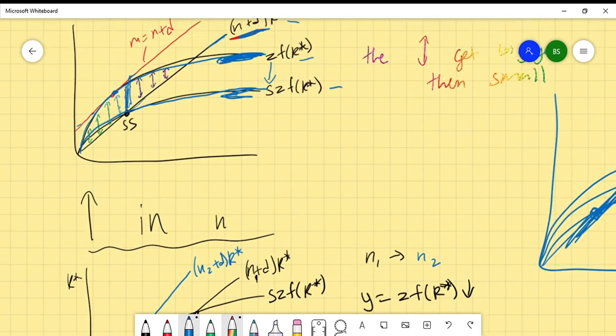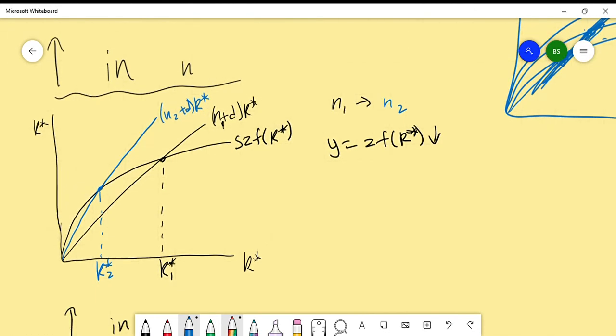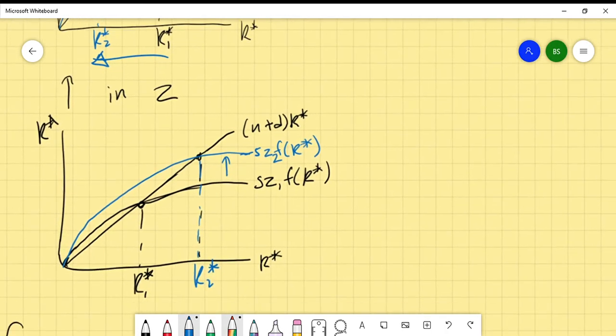Okay, so the next experiment is an increase in n. If n increases, then the thing that increases is the straight line, because it's n plus d times k. So the slope increases, and it goes upwards. So we meet at a lower k2, so this thing falls. And so y equals z f(k) falls. Cool. If there's an increase, oh wait, hold on.